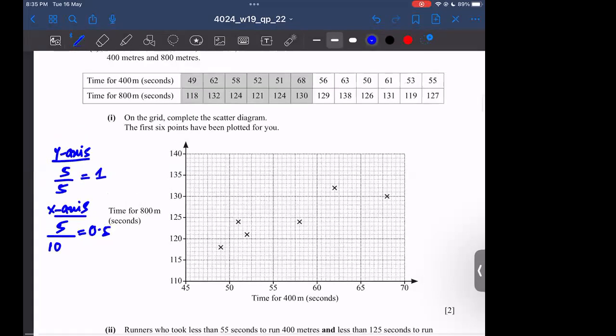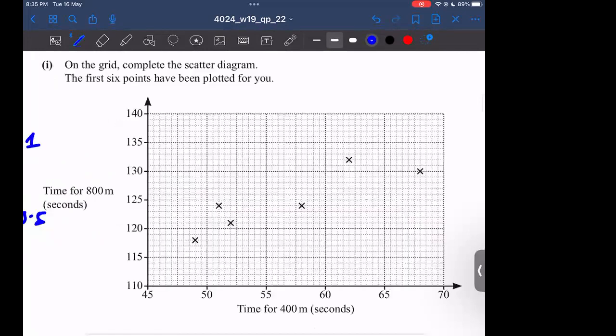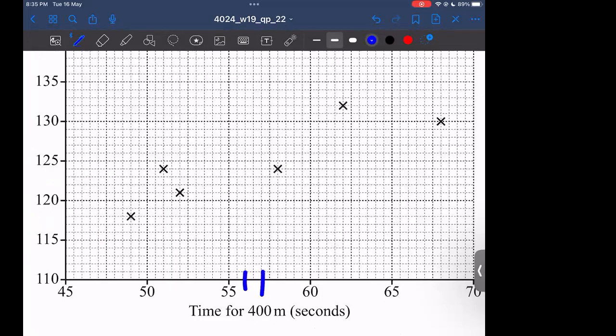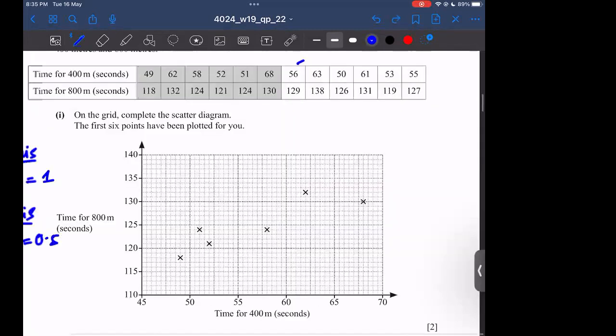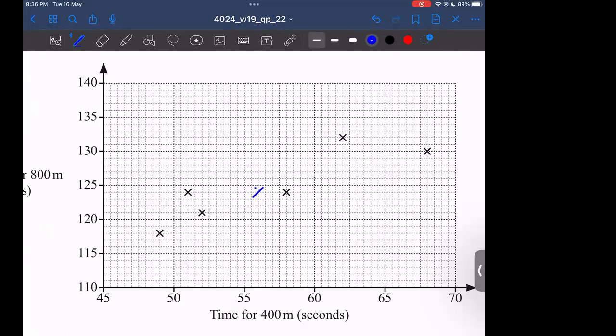So we have to plot 56, 129: 56 on the 400 meter on the x-axis and 129 on the 800 meter, that is the y-axis. So 400 is the x-axis, this one is the y-axis. So 56, 129, where is 56? This one is 51, this one is 52, 56. Then 129 is going to be over here. Not over here, over here.